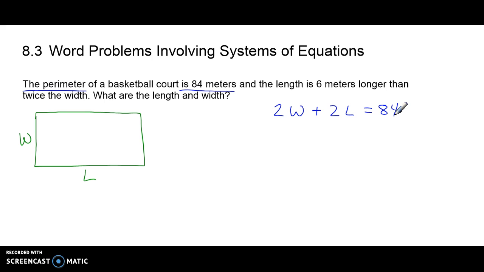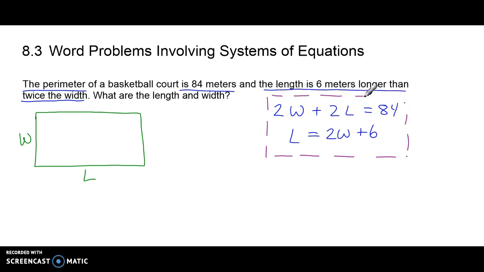And then the second part of the question says the length is 6 meters longer than twice the width. Just use word-for-word translation there. Don't try to do it all in one go. Length, L, means equals, 6 meters longer than, so something plus 6, twice the width, 2w. And notice that we've created a system of equations. It's two equations with two variables. And if you look at it, it's a fairly easy system of equations.